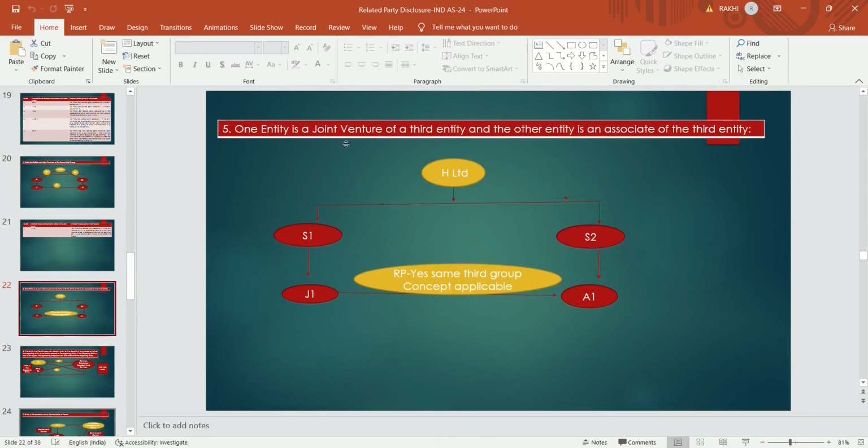Then comes the case where one entity is a joint venture of the third entity, and the other entity is an associate of the third entity. Whether they are related? If H Limited is the holding company and it has two subsidiaries S1 and S2, and J1 is the joint venture of subsidiary 1 and A1 is the associate of S2, whether the joint venture and associate are related to each other? The answer is yes, they relate to the same group. This associate and joint venture are related to the same group family, so they are related.